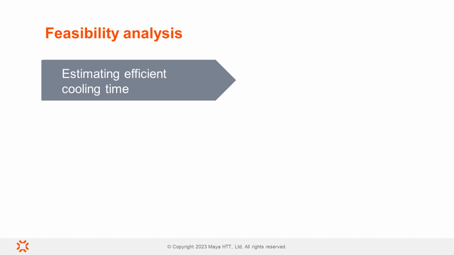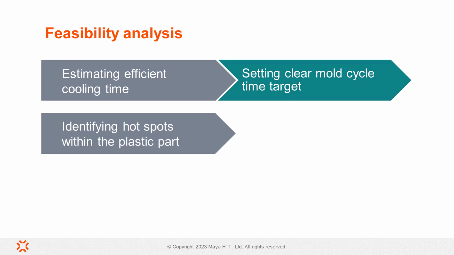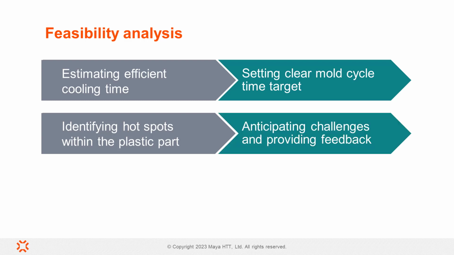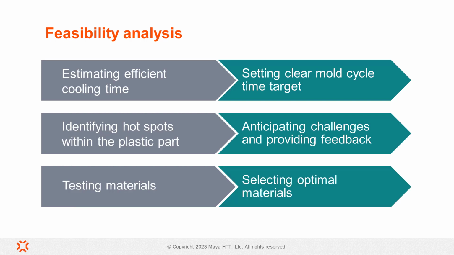The feasibility analysis lets you estimate an efficient cooling time for your plastic part to set clear mold cycle time targets before designing the mold. It lets you identify hotspots within the plastic part to anticipate challenges and risks early in the mold design process and provides valuable feedback to the part designer. And it lets you test various materials for both the plastic and mold components to select the most optimal materials.